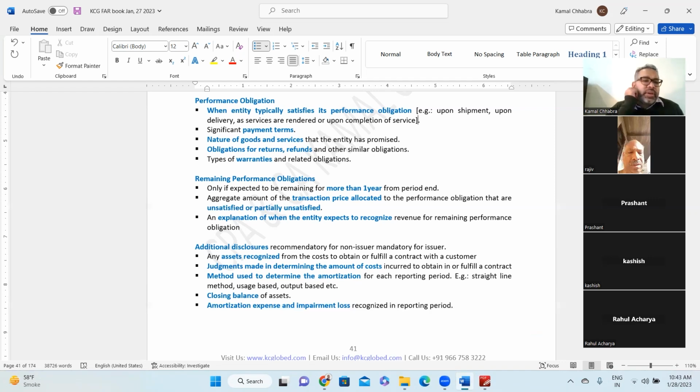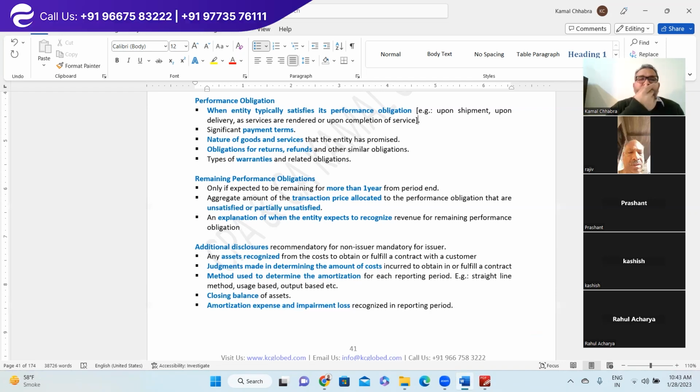The nature of goods and services that the entity has promised. So it's about the nature of goods and services which you offer. If you are a manufacturing company, then what goods you are producing. If you are a service company, what services you are providing, right? Then obligation for refunds or returns is similar, and the type of warranties and related obligation.